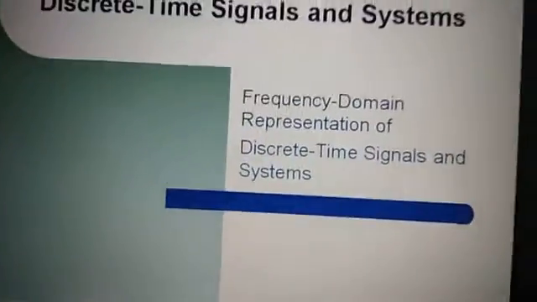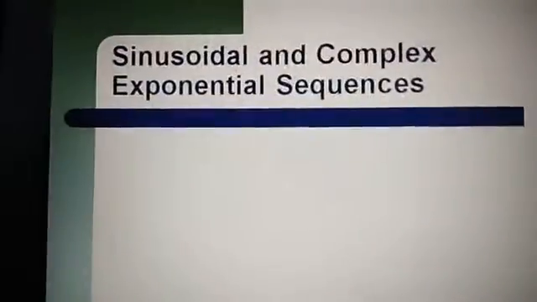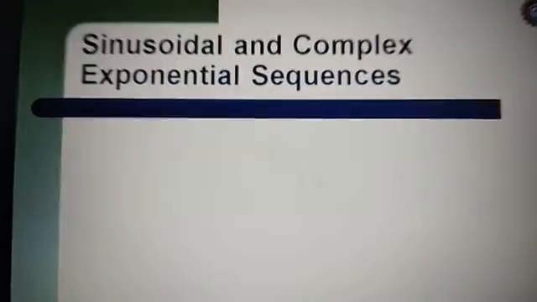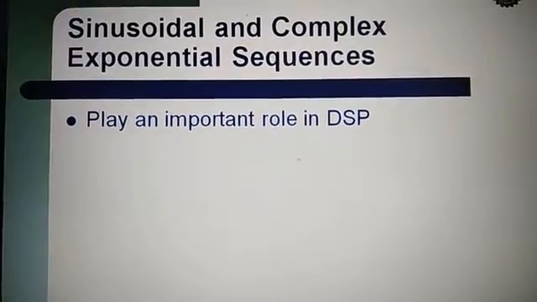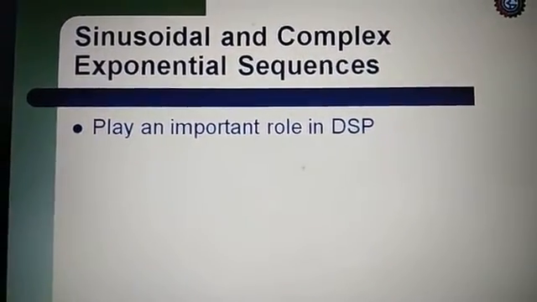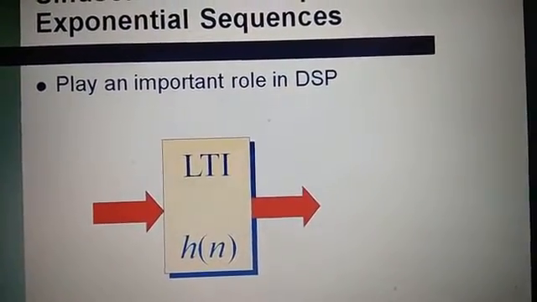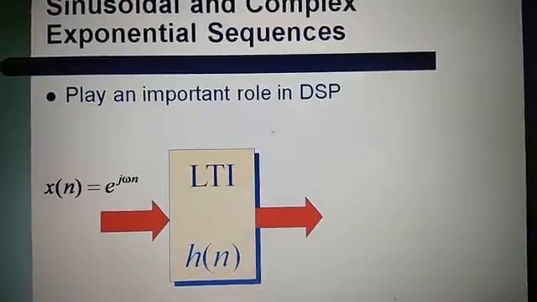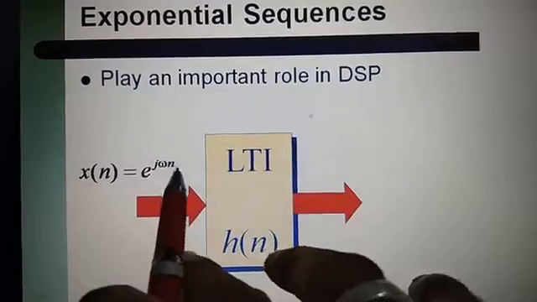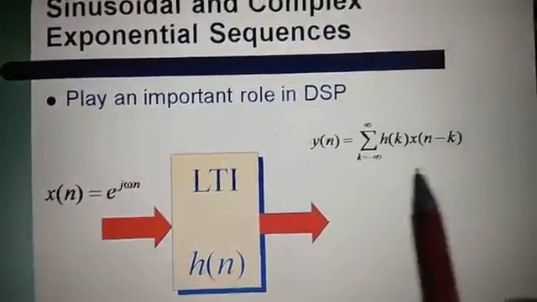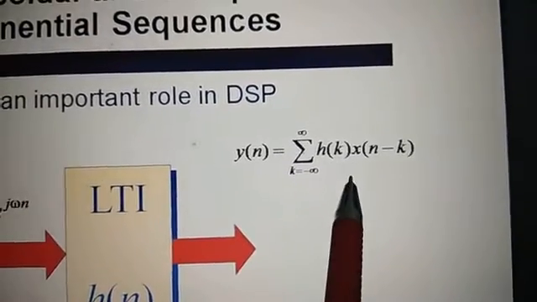Then, discrete time signals in frequency domain: representation of discrete time signals and systems. Sinusoidal and complex exponential sequences play an important role in DSP. This is the LTI system having an impulse response h of n, and the complex input is x of n equal to e to the power j omega n, and you will get the output as a convolution.